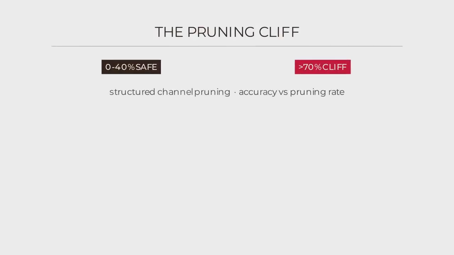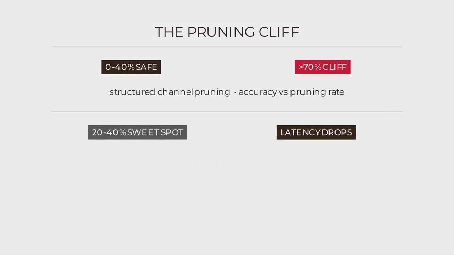Remove 20% of a network's channels and accuracy barely moves, under 1%. Remove 70% and the model falls off a cliff. The curve is flat, then steep, then vertical. The whole game in structured pruning is knowing where the cliff is before you step over it.